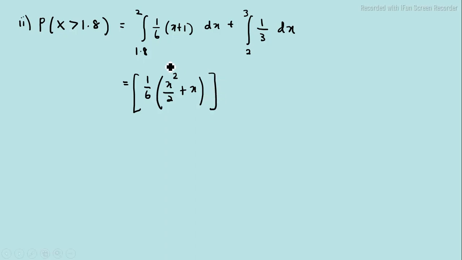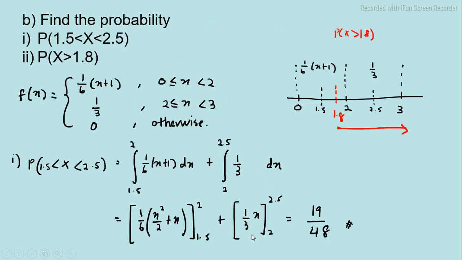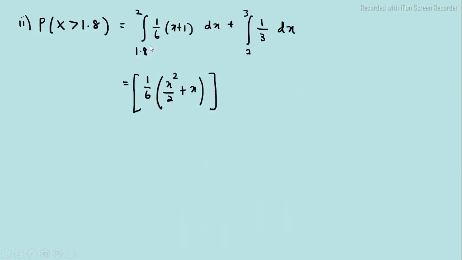Integration itu sebenarnya fungsi yang sama, cumanya limit kita yang berbeza mengikut probability berapa yang kita nak. So kat sini 1.8 hingga 2, tambah 1/3 x daripada 2 hingga ke 3.